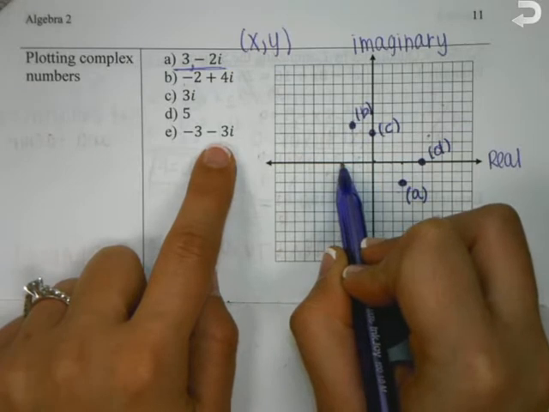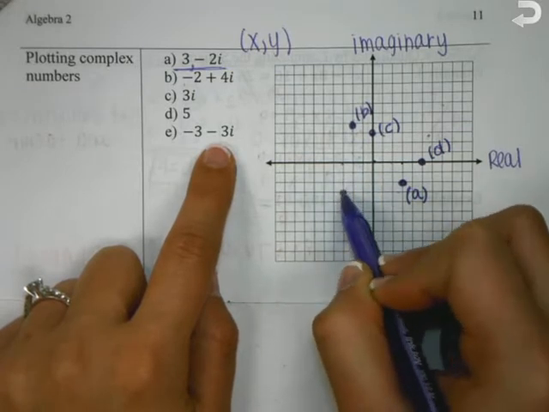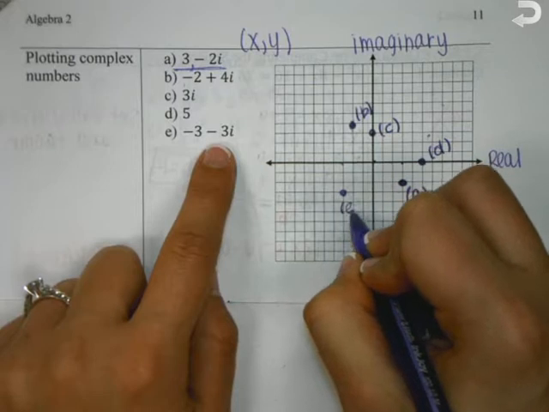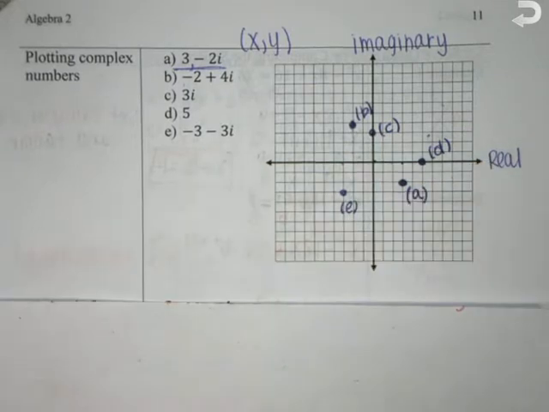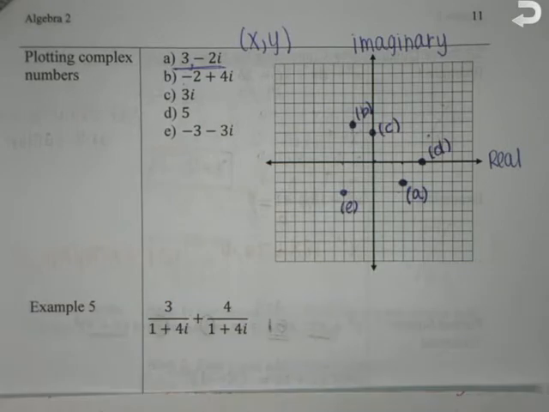Okay, a couple more examples and then we are done. You are going to see some, like example 5 here. We're just going to do one. 3 over 1 plus 4i plus 4 over 1 plus 4i.